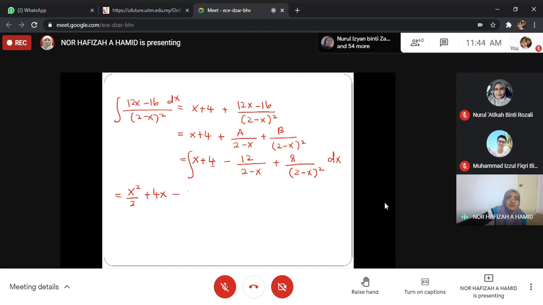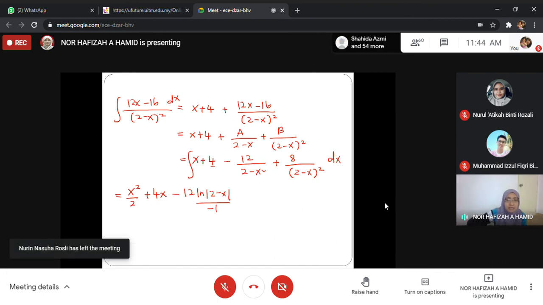So minus with 12, integrate 2 minus x, integrate 1 over 2 minus x is ln 2 minus x. So over dengan negative 1. So negative 1 ni comes from differentiation of 2 minus x. So dapat negative 1. Ni kena kalau you lupa, you kena refer balik masa kita topik integrations of the reciprocal function ataupun integrations of reciprocal function using substitution method. Ni saya pakai substitution sebenarnya.